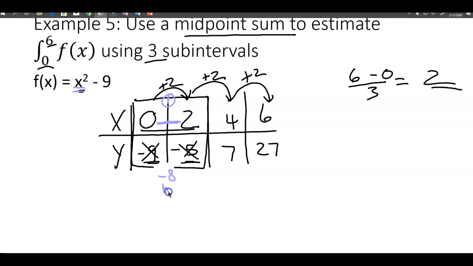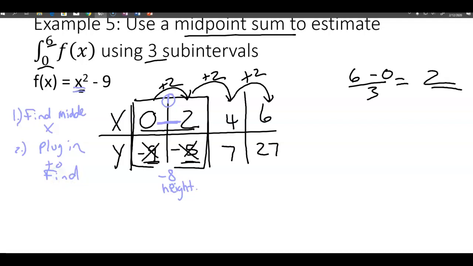This is the height of the first rectangle. So here's your process. Find the middle x for each pair. Find the middle x. Plug in to find y. Okay? So let's follow those steps again here.